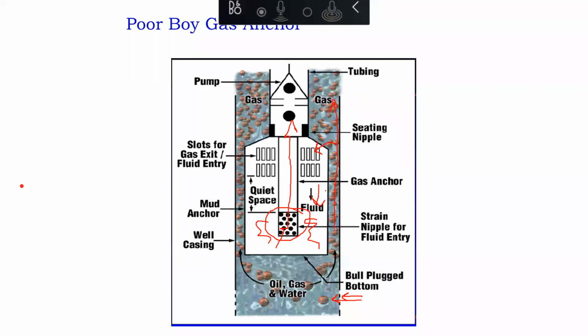Suppose the separation of gas and water is not that effective here, some gas will also move inside. But you have another quiet space here, because when fluids or gas move inside this chamber, the gas is lighter, so it will be able to move out of this slot again. So this is your gas exit. Liquid will move inside your slot here, and some gas will move outside. That's how you are separating gas and water.